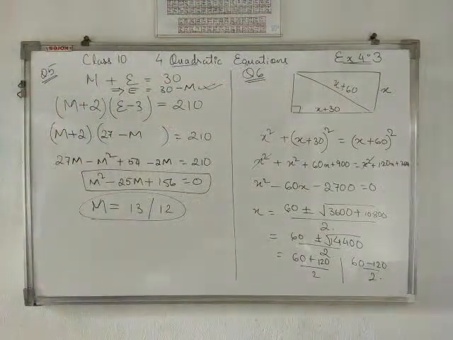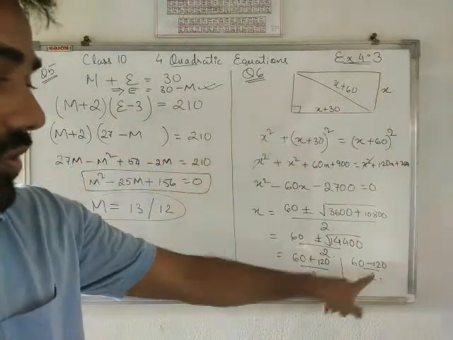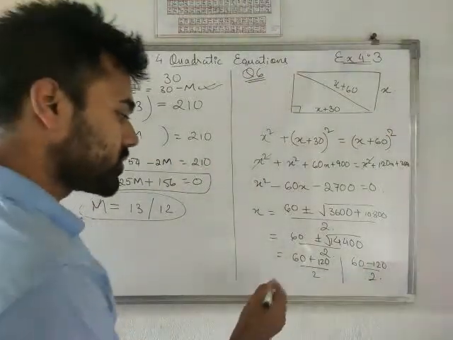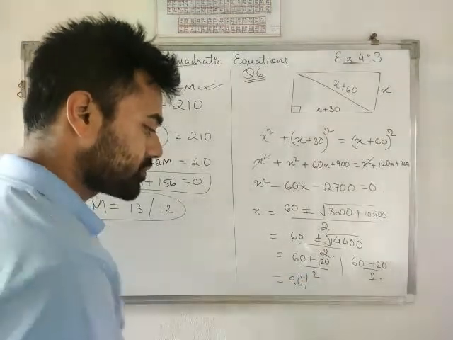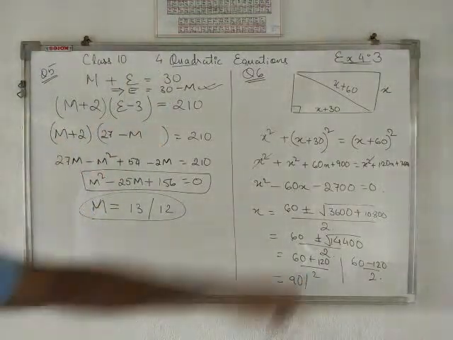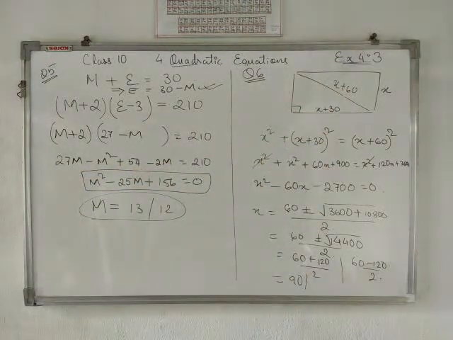So since x is a side, we cannot have a negative answer. So the positive one we will take, 90. Okay, x is 90. So this one will be 90 plus 60. This one will be 90 plus 30. I hope you have understood this part.